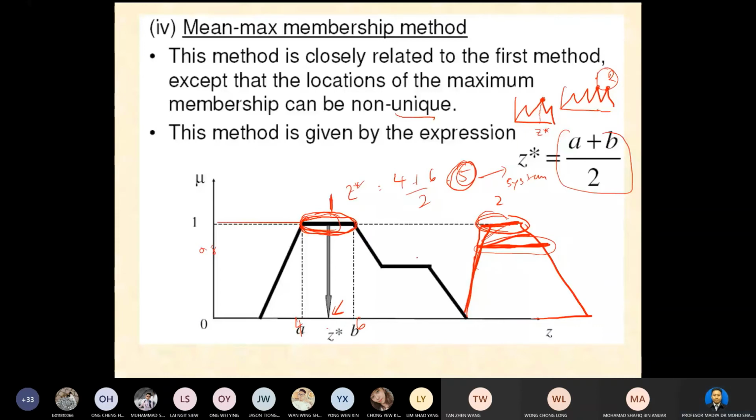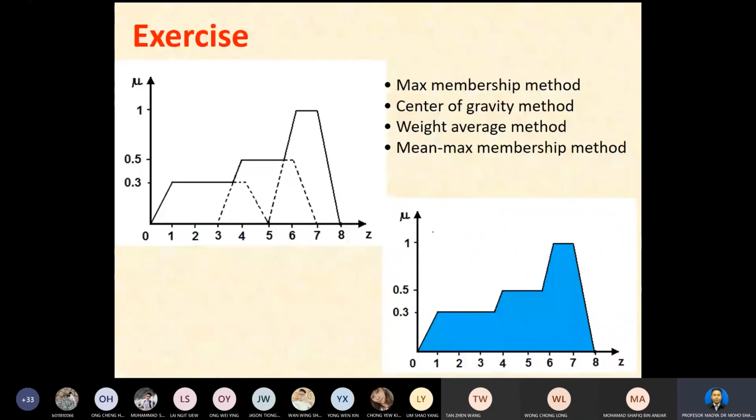Next we go to the exercise. You can see this is some exercise. We have 4 methods. You can see this is the output. For example, I draw like this: this is B1, this is B2, this is B3, and this is our B total. First we have 4 methods, and we check which one we can use.